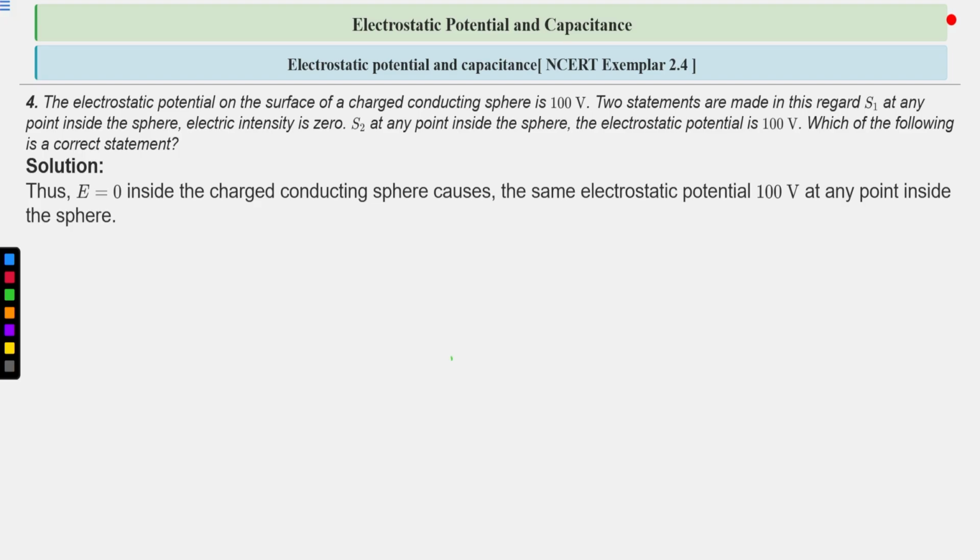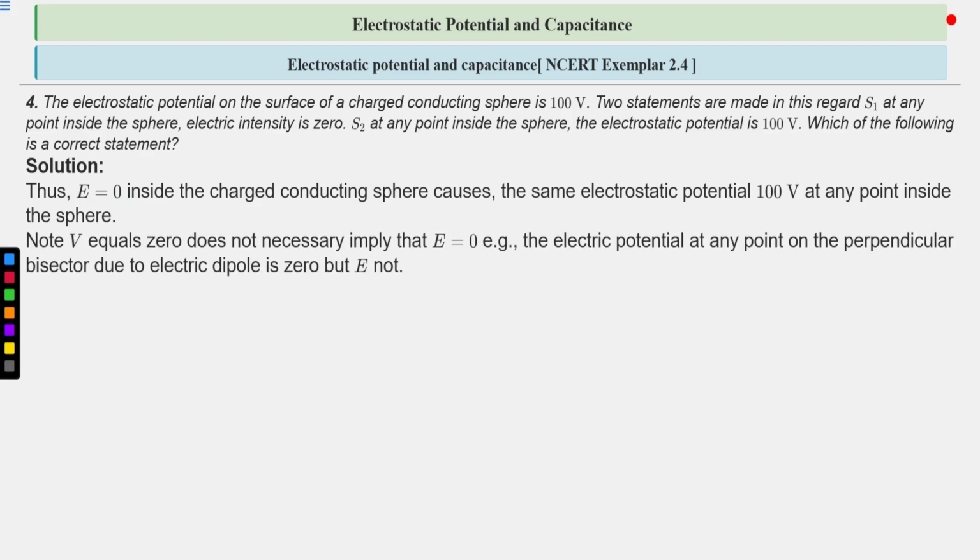Does E equal to 0 inside the charged conducting sphere cause the same electrostatic potential 100 volt at any point inside the sphere? So this thing, E equal to 0, causes this thing, same electrostatic potential 100 volt at any point inside the sphere. Note, V equals 0 does not necessarily imply E equal to 0. So if V is equal to 0 at any point, it does not necessarily imply E equal to 0 there.